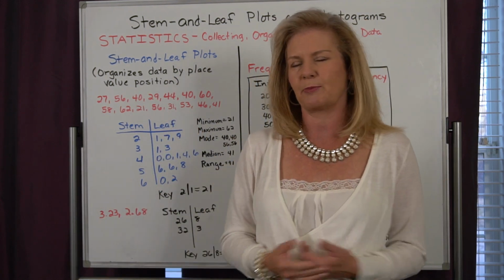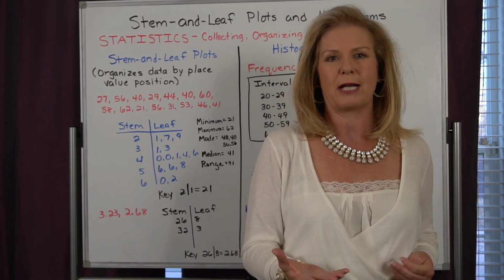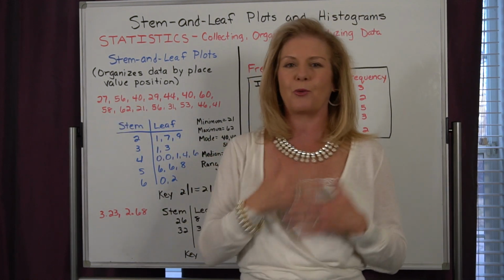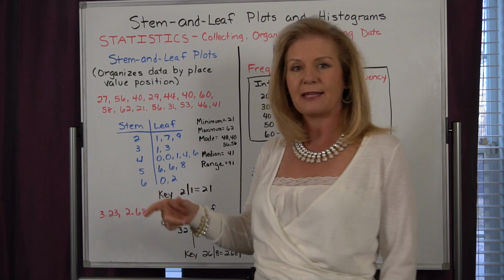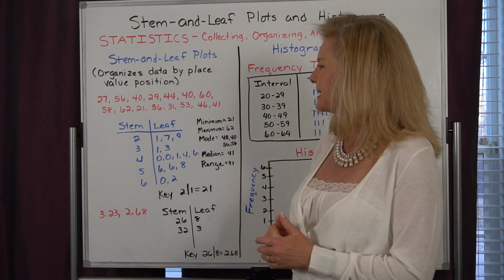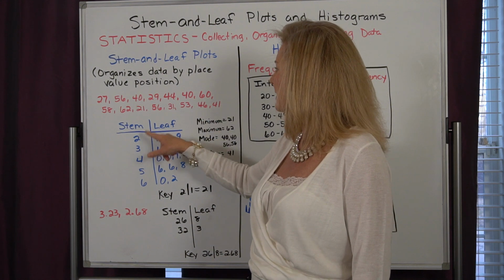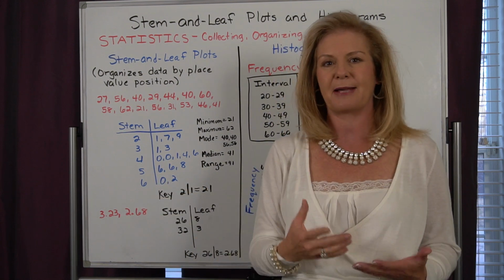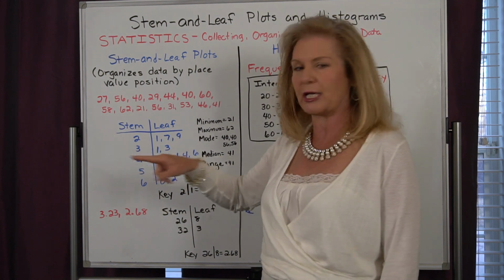Now, the stem is all the numbers that are not the ones place. The leaf is always the ones place. So if we take a look at the number 27, the 2 goes in the stem and the 7 goes in the leaf because we always have the leaf as a ones place. So what I do is I go through my data set and I take a look at my stems and I see 20, 50, 40, 60, and 30. So there I know that I'm going to have a 2, 3, 4, 5, and 6 as my stem. Now remember, it doesn't represent 2, it represents 20, and it represents 30 and 40.